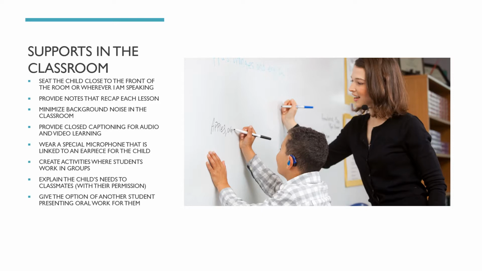Then socially, I would create activities where students work in groups. That way, the child with the hearing impairment is forced to work with the rest of the students and vice versa. Explain the child's needs to their classmates with their permission. As long as they're comfortable with it, I could explain to their classmates what it is that they're dealing with and that they're not that different and what they can do to make it easier for their friend.